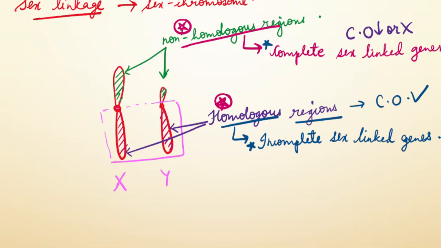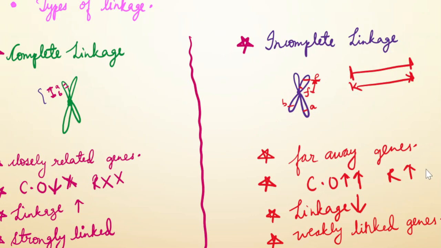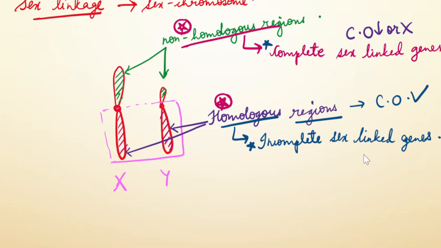So these are incompletely linked. If the genes are incompletely linked, they are very far from each other, they are undergoing crossing over and recombination. We are just saying that the genes present on the sex chromosome, if they are linked together, are known as sex linked genes. If the two genes are very far apart, we will say incompletely sex linked genes, which are present on the sex chromosome.